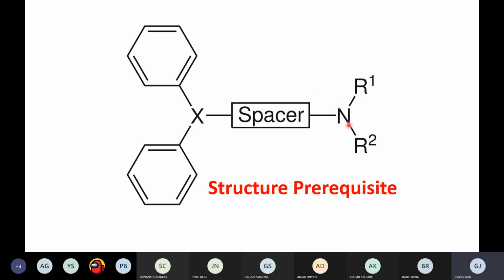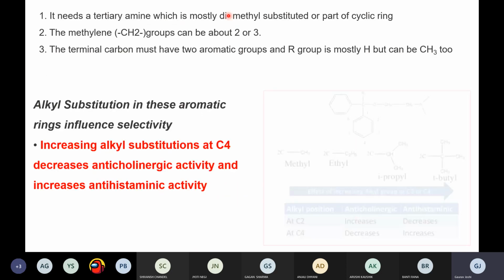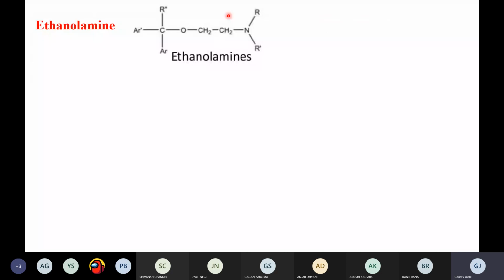Then we discussed this nitrogen, right? The nitrogen can be substituted with the dimethyl group. Here it can be a CH3, here it can be a CH3, or this nitrogen can be cyclized in the form of piperazine or pyrrolidine, right? So today we are going to discuss the different types of structures and the drugs of different classes having the same formula, right? So we'll be discussing this thing we have discussed yesterday, right?